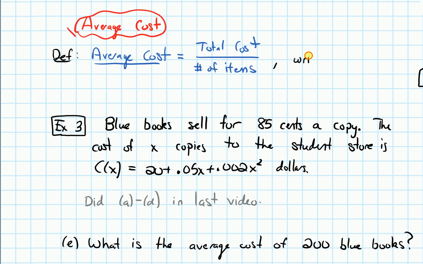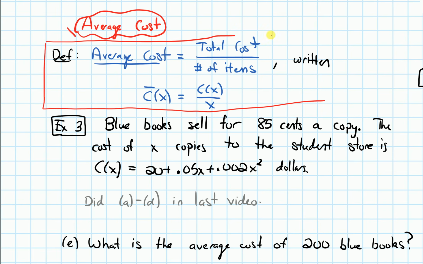Notationally, the average cost is written as C for cost with a line on top of it, and that means average cost. Then I write of X equals, so total cost is C of X, and the variable for the number of items is X. All right, so I'm going to box this. This is our definition of average cost, and we notate it by writing C with a line on top of it. That will indicate that we're talking about average cost and not just total cost.